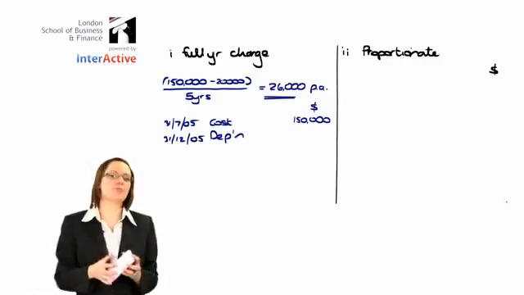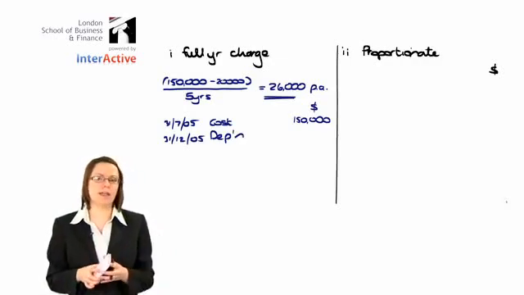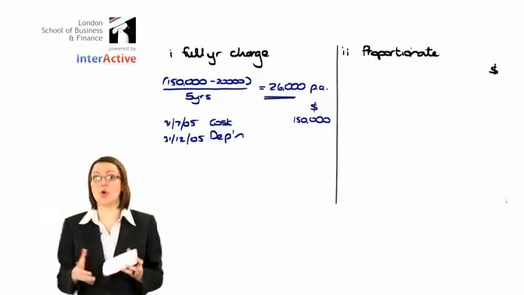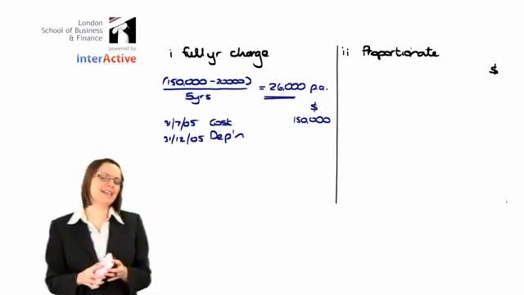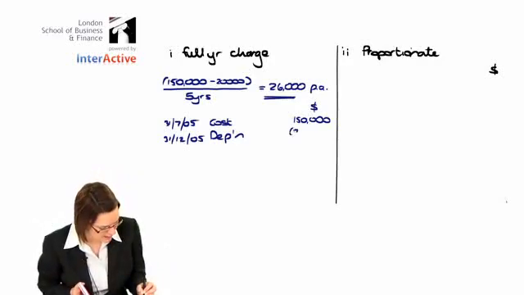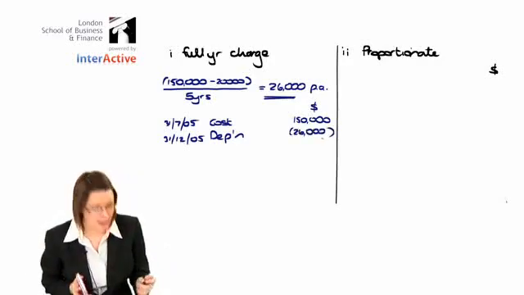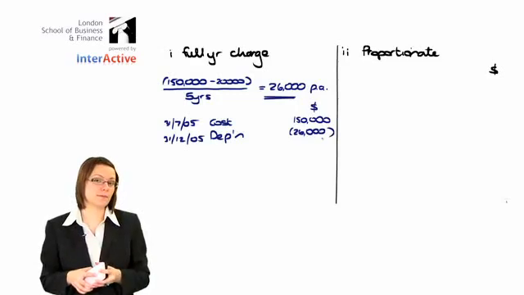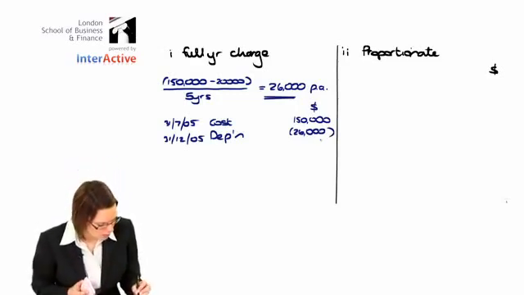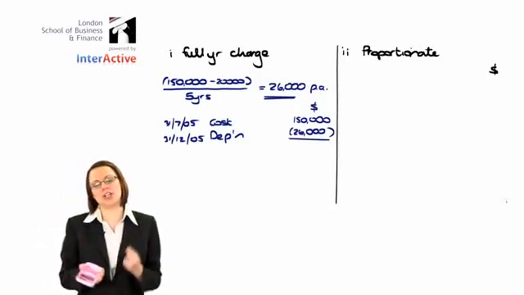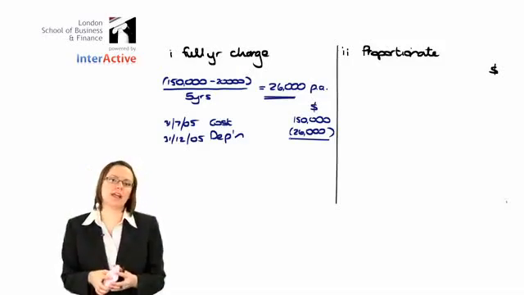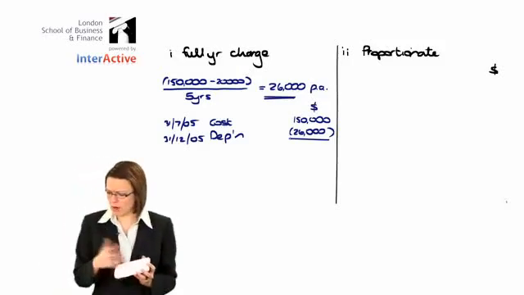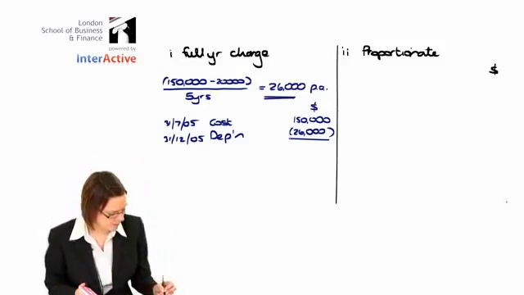And when I write out depreciation, I'm just going to do DEP N, just for short, because depreciation is a long word. And we're going to reduce that asset value by $26,000. So, that's going to be a full year's charge in the year of acquisition, even though we acquired the building halfway through the year. So, or just over halfway through the year, should I say.